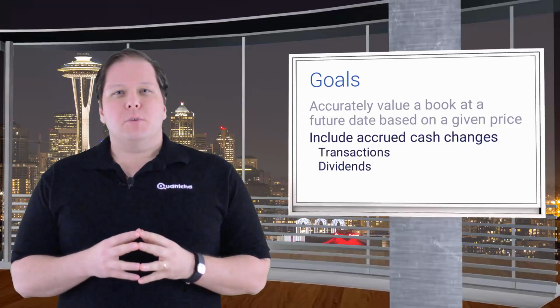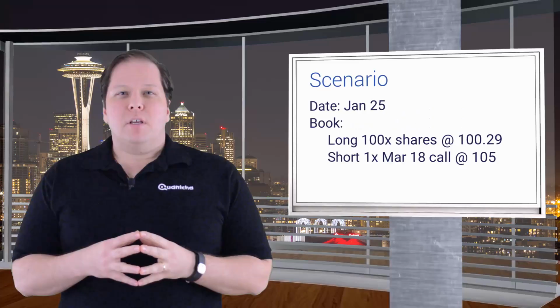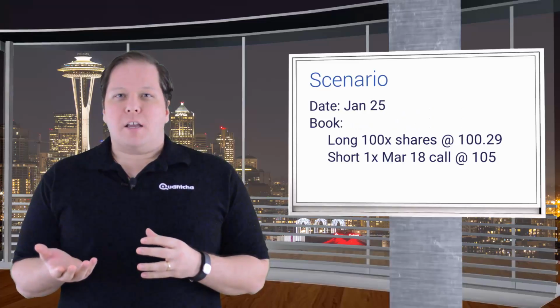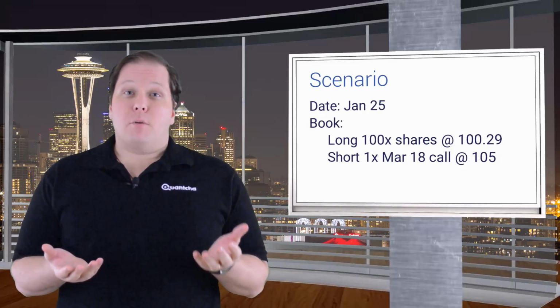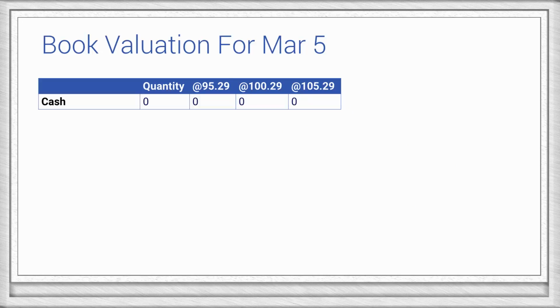Let's walk through a simple covered call example. Assume today is January 25th and we're long 100 shares of a stock and short one call contract for March 18th at 105. In this scenario, we'll value the book for three potential future prices. The stock does not distribute any dividends between now and March 5th, and there won't be any expiration-related transactions. As a result, our cash change would be zero, regardless of the underlying price.